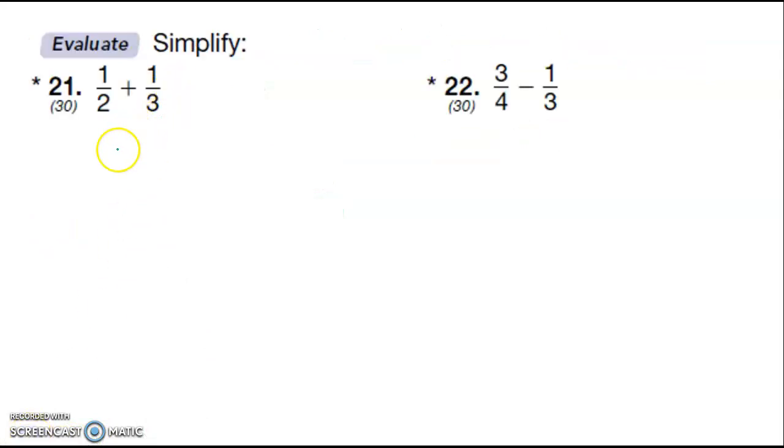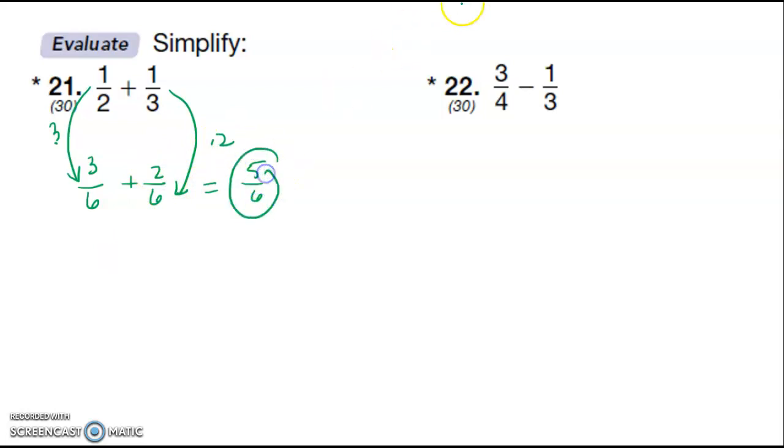Okay, simplify. So let's see. I need this to have a denominator of 6, which means I have to multiply by 3. I need this to have a denominator of 6, which means I multiply by 2. So that equals 5/6. All right, let's do the same thing here. I'd like this to have a denominator of 12. That's times 3, so that's 9. And I'd like this to have a denominator of 12, so that's times 4. 9 minus 4 is 5.